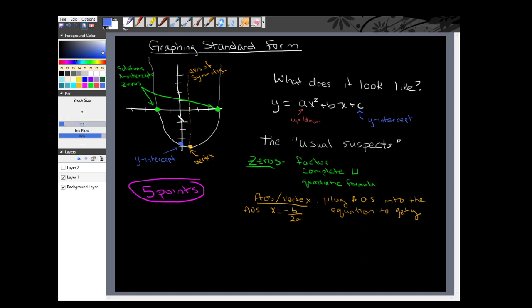Our other really important point is the y-intercept. Like I said, with standard form, it is so easy to see just because it is your c value.